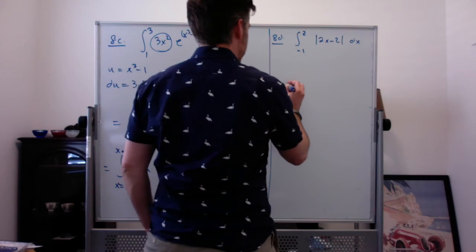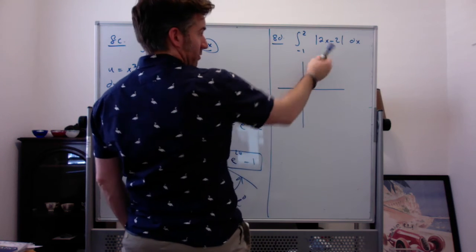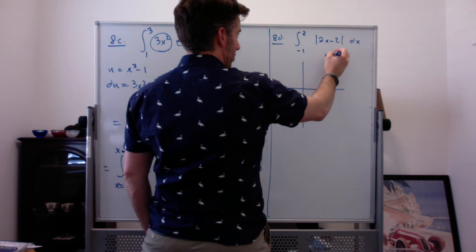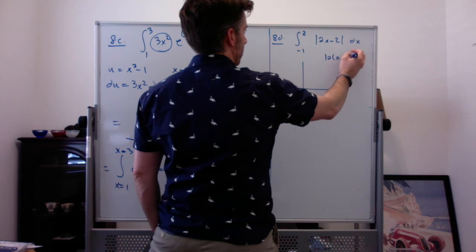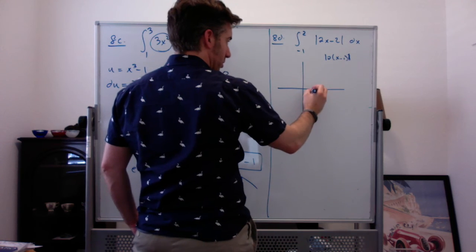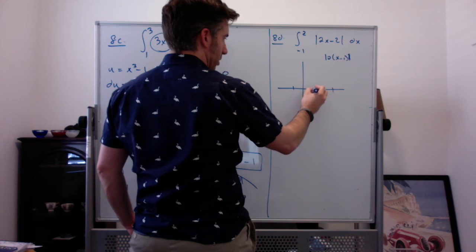If I graph y equal to the absolute value of 2x minus 2, I know that this has its vertex at x equal to 1, right? So if I think of this as the absolute value of 2 times x minus 1, it's the smallest when x is 1. So when x is 1, it's going to be 0. So I plug in 1, I get 0.